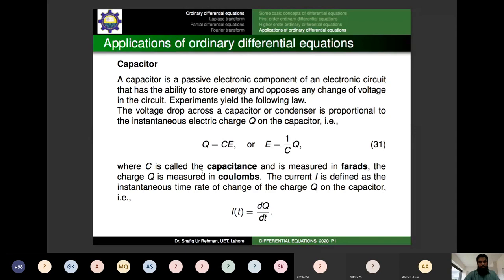The current I is defined as the instantaneous time rate of change of the charge Q, dq upon dt. So if capital I is equal to dq upon dt, and we are interested to find an expression for Q, take the integral on both sides with the variable of integration t. The integral and differential will cancel each other. So Q will be equal to the integral of capital I of t with the variable of integration t.